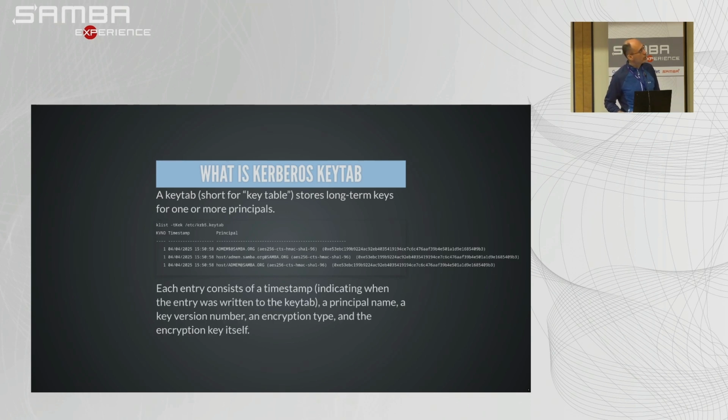It shows us that each entry consists of a key version number, that's 1 in this case. Then we can see also the timestamp when the entry was created in the keytab. We see the principal name, the encryption type, and at the end there is the key itself.